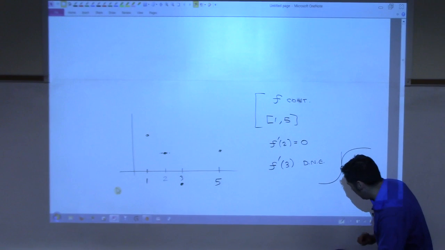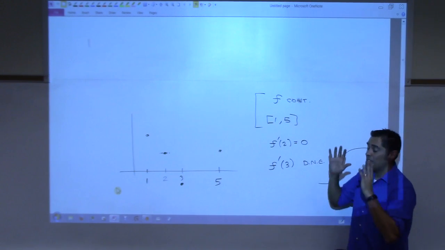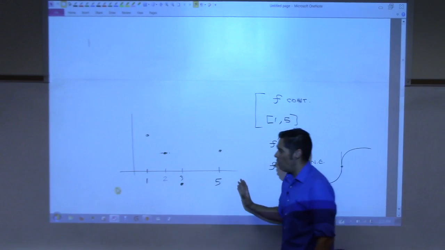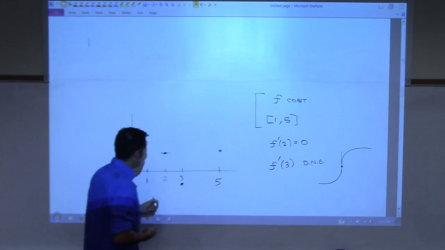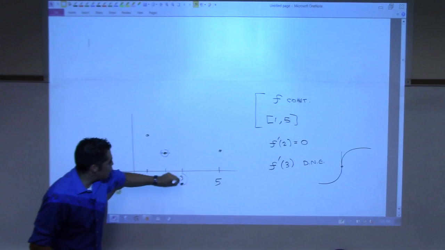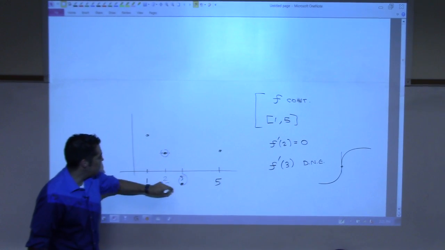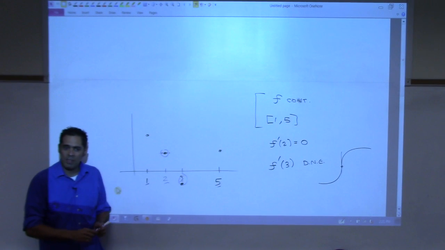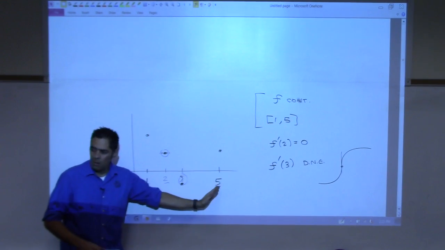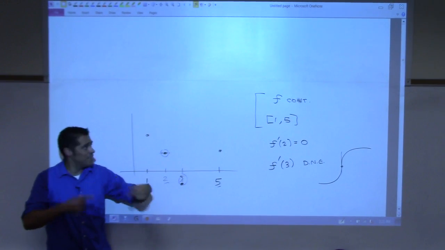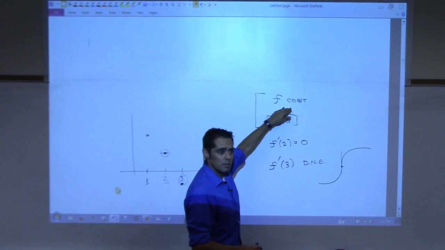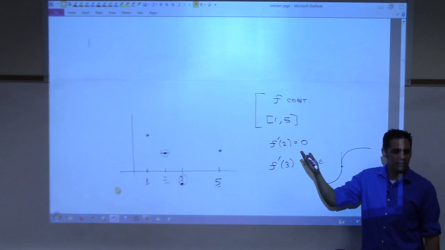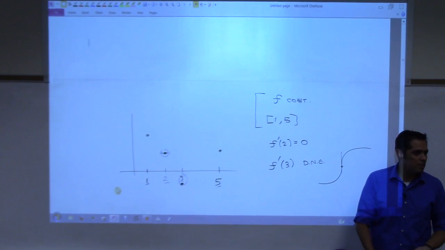What I want you to understand is that in order to find the absolute max and mins of a function on a closed interval, all we're going to need to do is figure out where this happens, at 2 and at 3. Then we're going to look at the endpoints, 1 and 5. And guess what we do with each of these points? We plug those numbers into the original function. The biggest number you get out is your max. The smallest number you get out is your min.